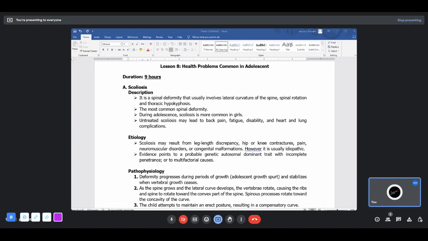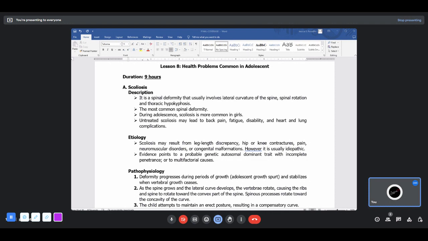of the spine, spinal rotation, and thoracic hypokyphosis. This is the most common spinal deformity. During adolescence, scoliosis is more common in girls than in boys. Untreated scoliosis may lead to back pain. They will feel back pain and fatigue, they easily get tired.